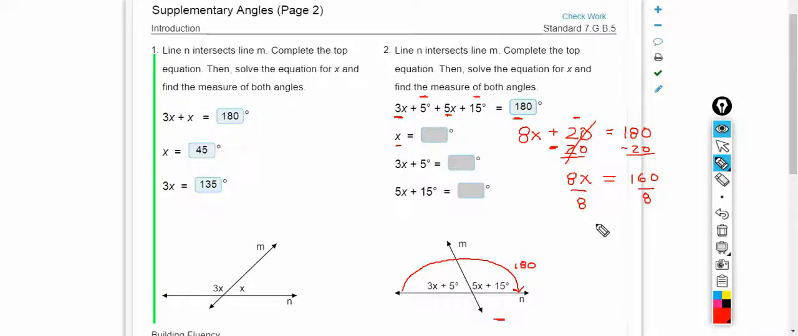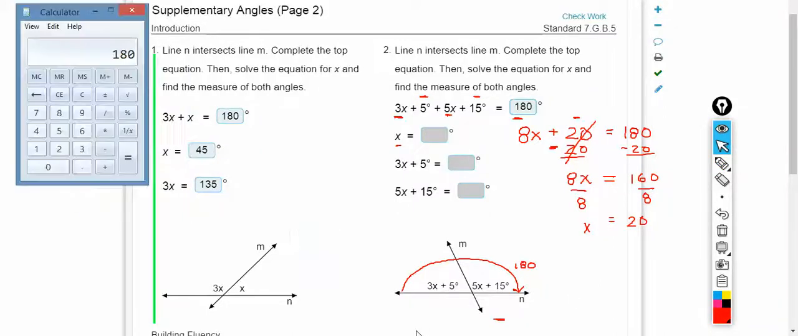Okay, the 8's cancel, leaving us x is equal, 8 goes into 160, 20. Okay, we got 180. Let's clear that out. 160 divided by 8 equals 20.